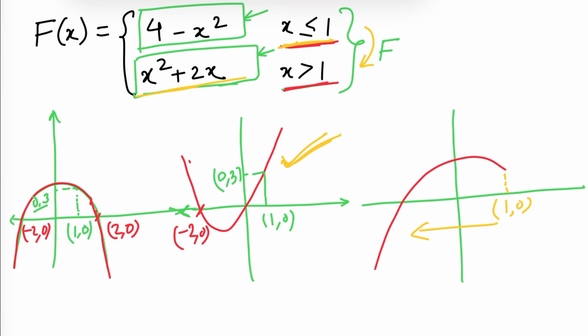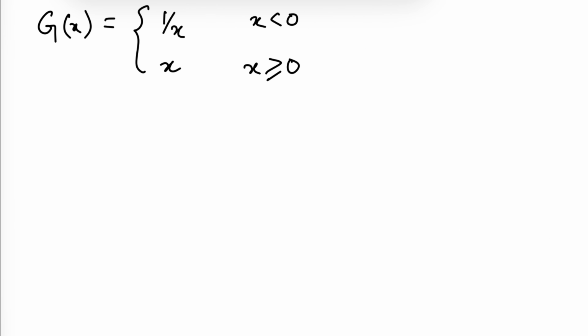So now if you join these two graphs after 1 comma 0 and you try to plot it, you'll get this kind of graph up to infinity. So this is how we draw the function for x greater than 1 and x less than or equal to 1, which are defined differently. Okay, so now we'll see another example, which is g of x.